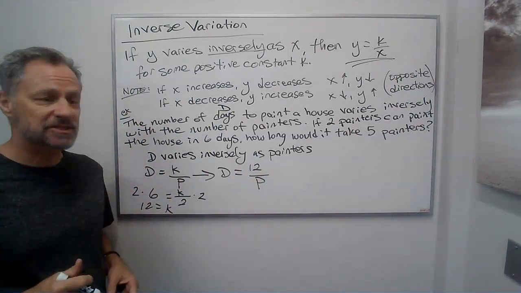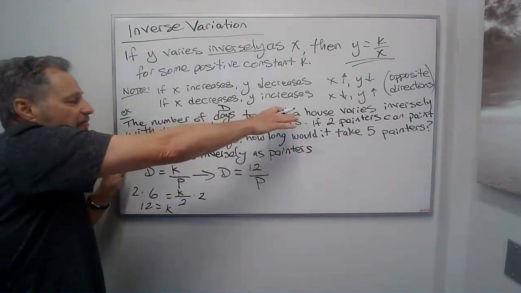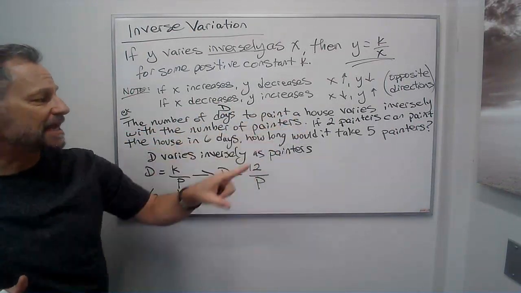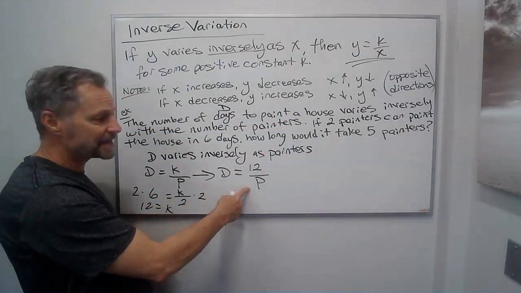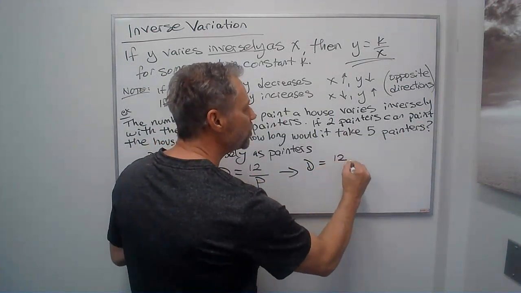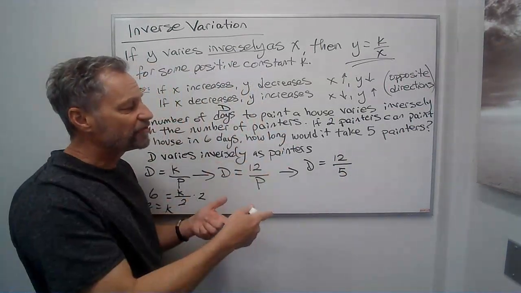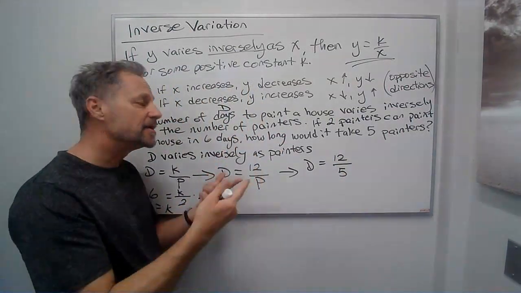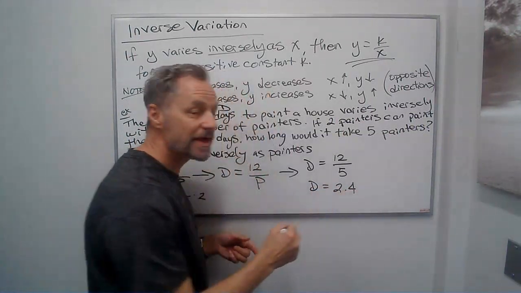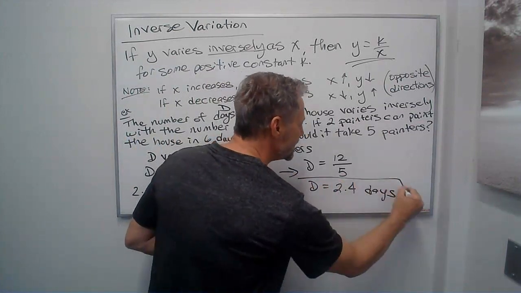Now I can answer the next question. So don't look at the 5 painters till you get your formula from the first part. Now I can answer the question. How long would it take 5 painters? Painters is my P. So the number of days is 12 divided by P, which is 5 painters. Well, 12 over 5 is the same as 24 over 10, so it's 2.4. Obviously, you can just do that in your calculator, but 2.4 days, remember D was the number of days.